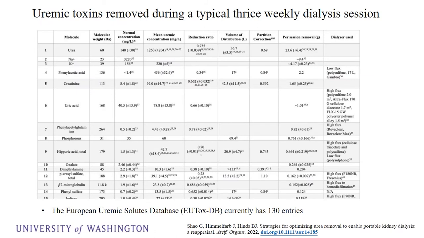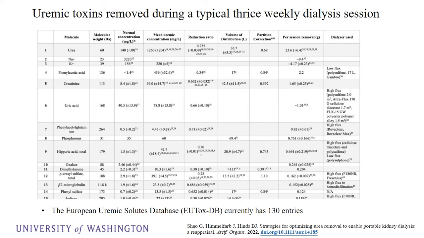At first, we need to understand what the uremic toxins are and how much of the uremic toxins are being removed in each dialysis session. According to the European Uremic Solutes database, there are currently 130 entries. And so what we did was to go over 60 or 70 uremic toxins, and we tried to find out the per session removal as accurately as possible.